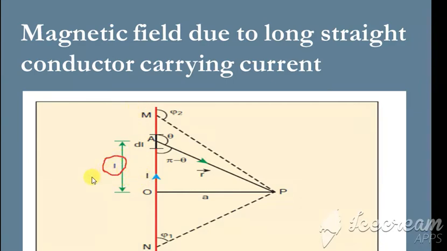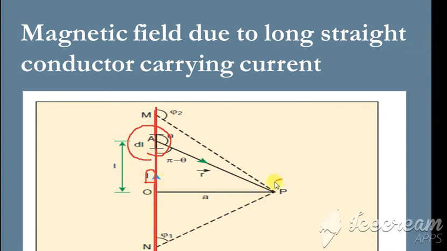Okay, sorry, this is L and this gives a value of I. So we are considering a conductor. So this is a long straight conductor and this carries a current I. Now along this conductor we are going to consider a small element which is of length dl.